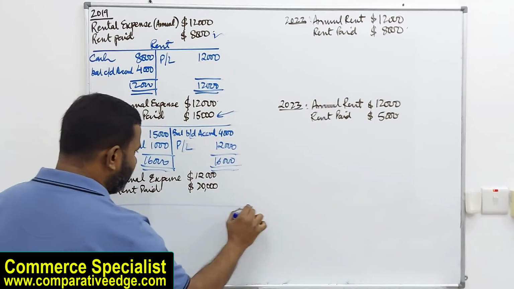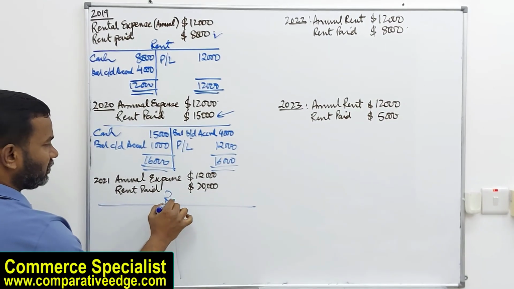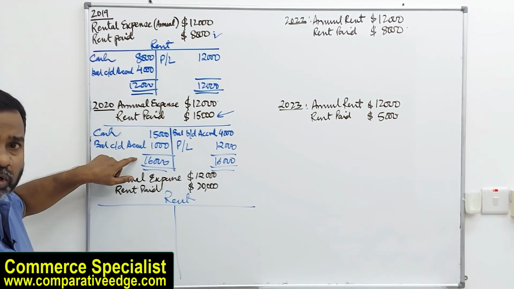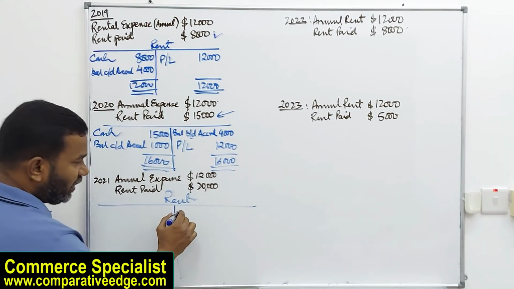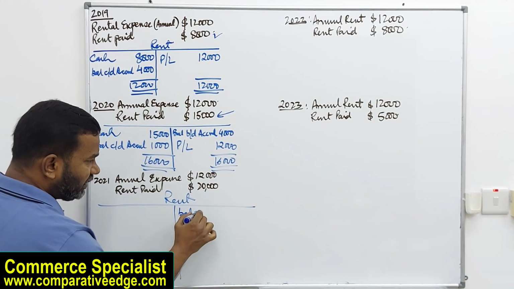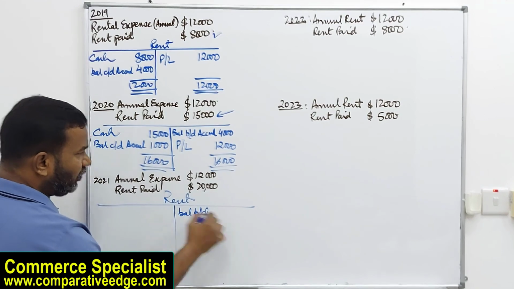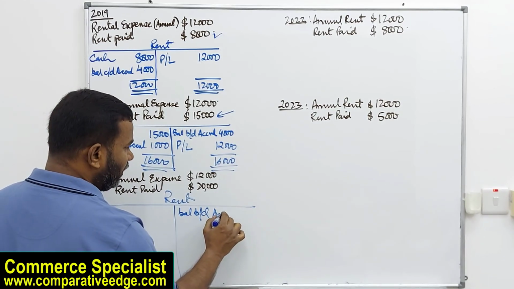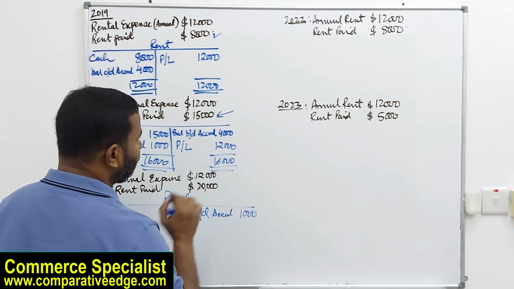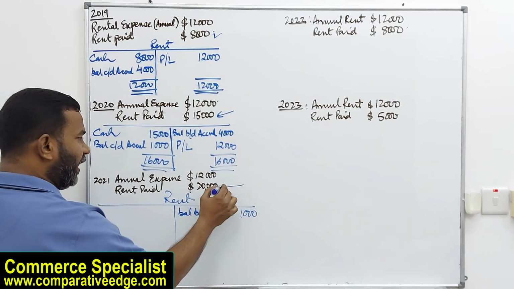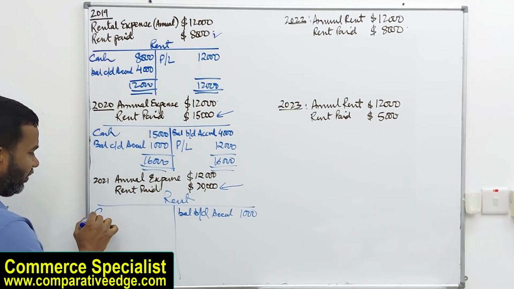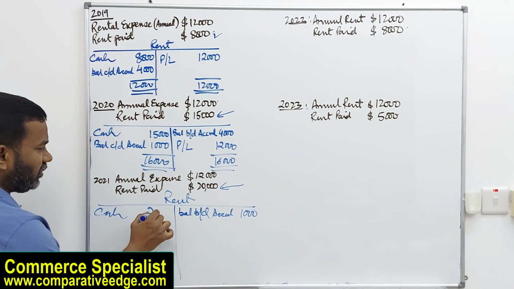The example continues. Remember, we have an accrual, opening liability. Opening liability will come on the credit side. Balance brought down means opening balance. How much? Accrual, 1,000. How much has been paid? When you pay, you record here. 20,000 has been paid.